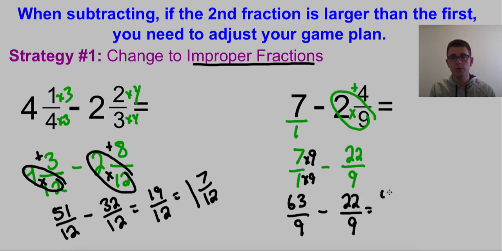63 minus 22 is 41/9, which is really just a big improper fraction. So 9 goes into 41 4 times. 4 times 9 is 36. So if I took away 4 groups of 9, that's 36 away from 41, which leaves me with 5 left over. 4 and 5/9. So that's one strategy. If you get to where you can't do the subtraction, like in this case we didn't have a fraction to be able to subtract away, or here the subtraction was too big to subtract away, even though I could subtract the whole numbers, change them to improper fractions and give that a try.